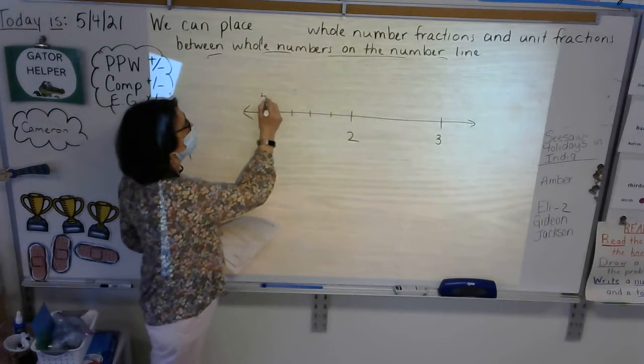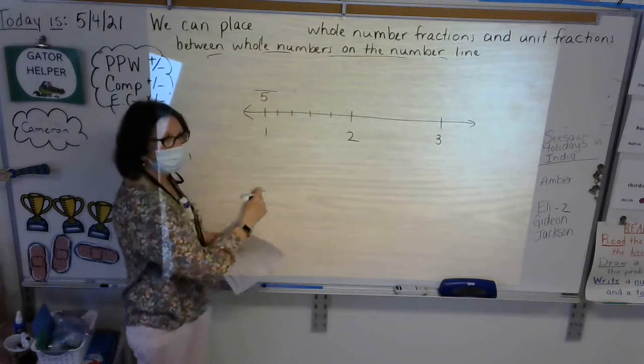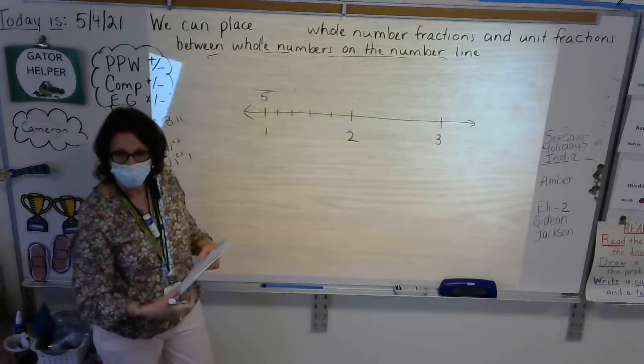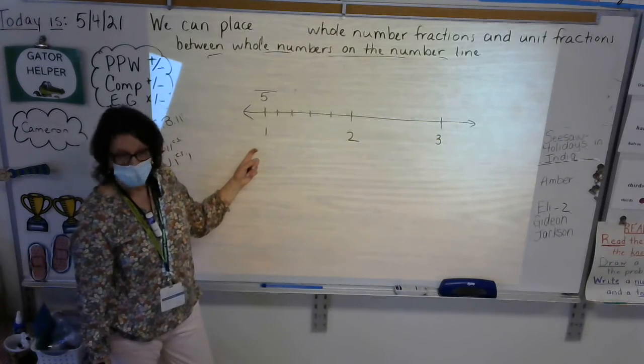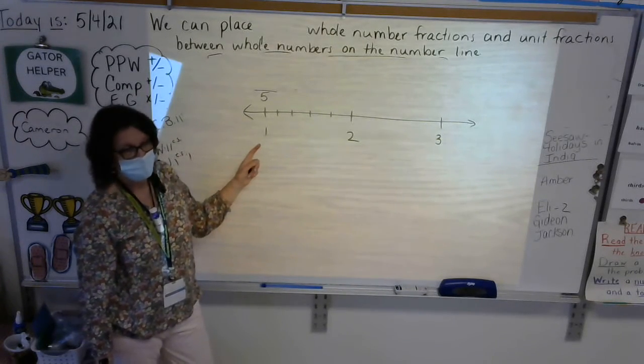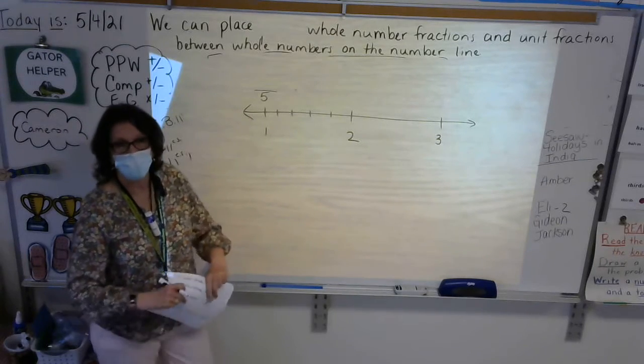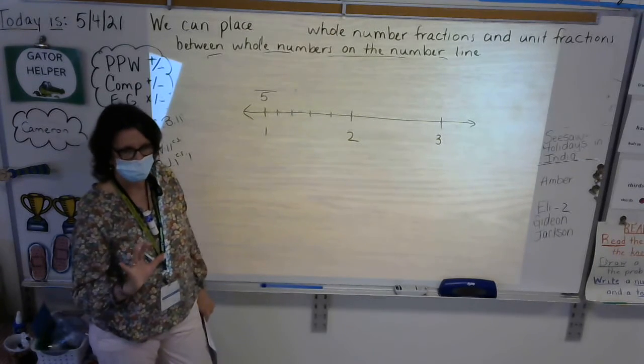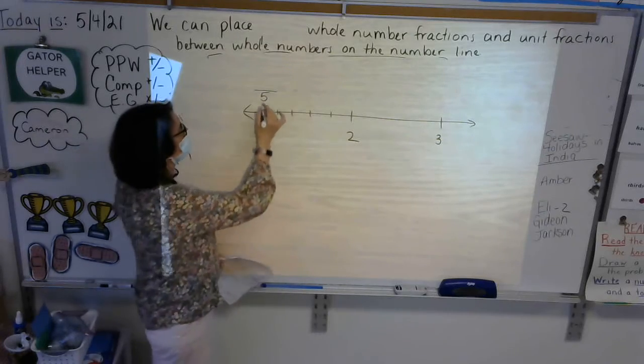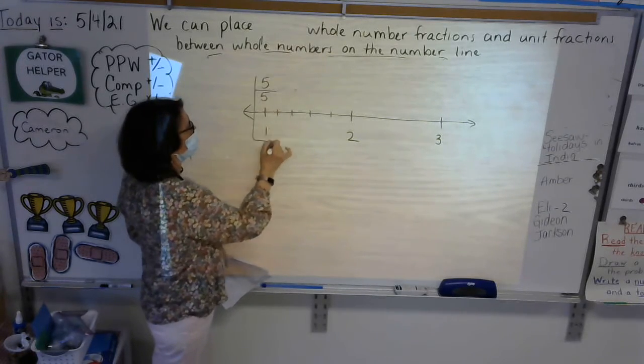So now I'm going to go back to 1. How many fifths have I counted when I'm at the whole number 1? Can't be 0 fifths. How many fifths have I counted when I'm at the whole number 1? 5 fifths. 5 fifths is correct. Thank you, Freya. 5 fifths. I can box it. Why?